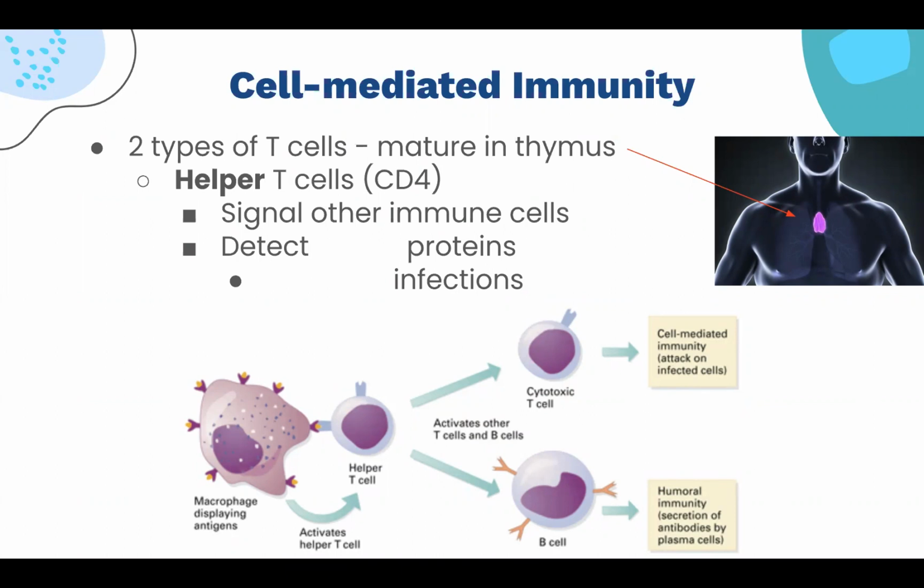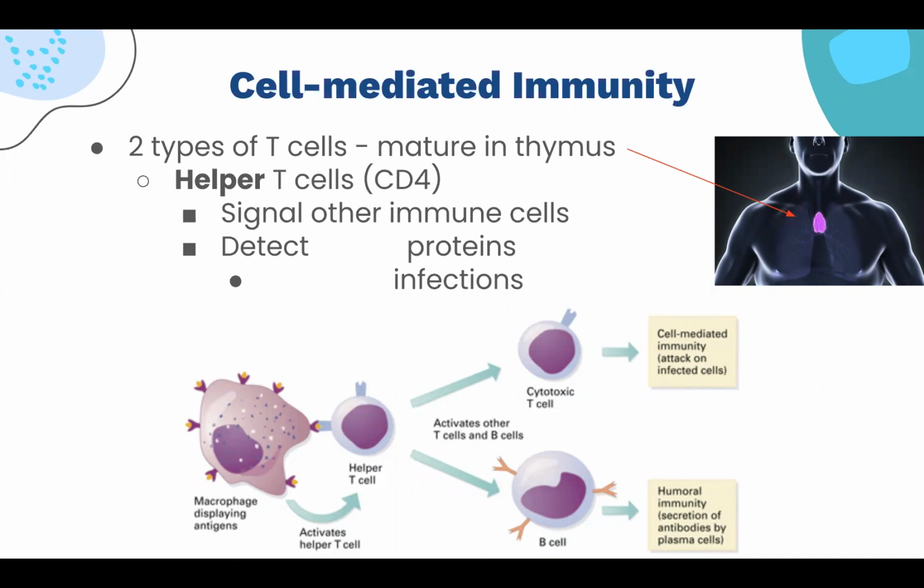So helper T cells are also known as CD4 T cells. CD stands for cluster of differentiation, meaning a specific or differentiated type of T cell. The role of helper T cells is to recognize that a cell is infected and warn the cytotoxic T cells so that it can kill the infected cell, and the B cells so that it can make antibodies against the antigen.